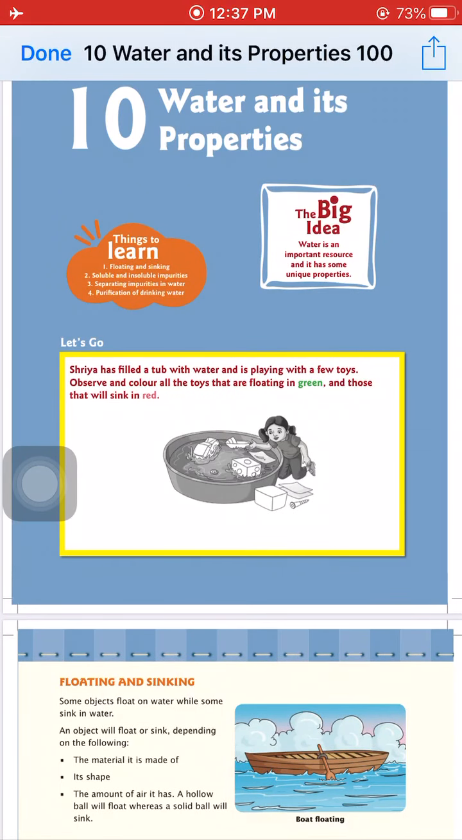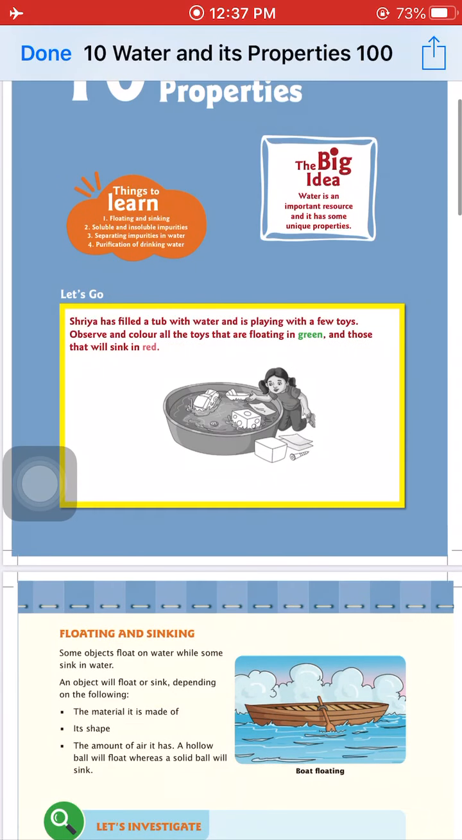Second is soluble and insoluble impurities. Third is how we can separate the impurities that are present inside the water and that are harmful for us. So we have to separate the impurities from the water with different processes. Fourth one is purification of drinking water.